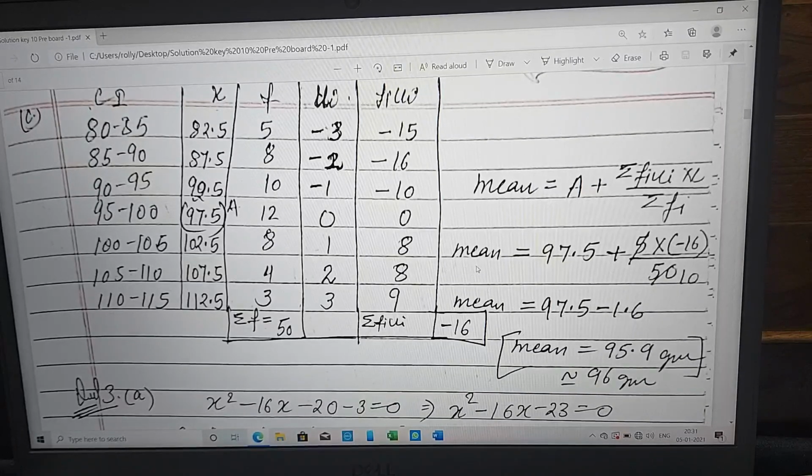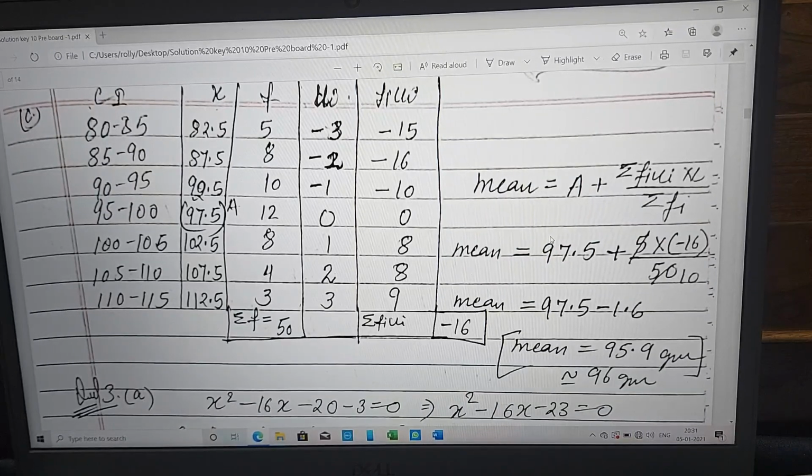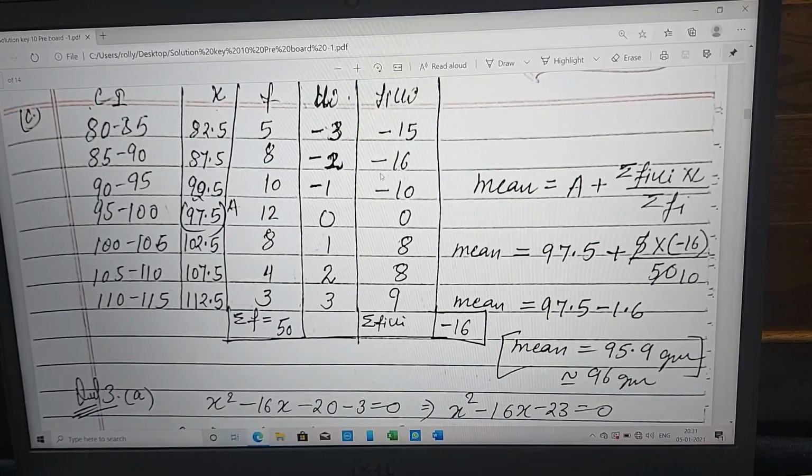But once they were putting the formula A plus summation Fi UI into C divided by summation Fi, then they have taken A wrongly. They have written 92.5 instead of 97.5. So that has to be done correctly. If you are using the direct method, then the value of x has to be calculated first of all.